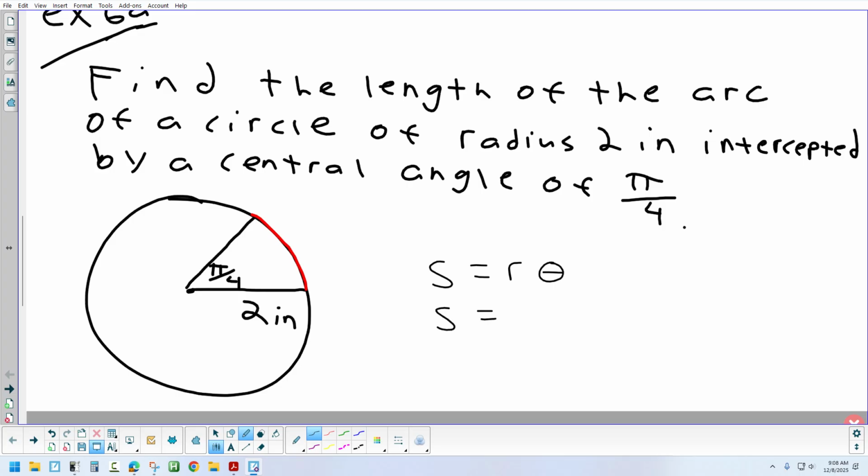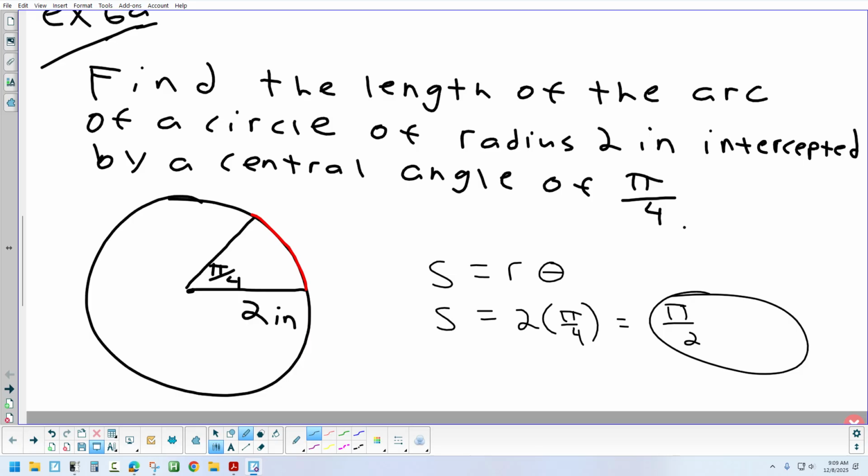Dario, what's my radius in this problem? 2 inches. So we're going to fill in 2 inches. And what about, Declan, what's my angle? Pi over 4. And what are the units on that? Radians. And what units am I supposed to use in my formula? Radians. So I'm all set. The length of the arc is 2 times pi over 4. And not as a decimal, just tell me, what is 2 pi over 4 reduced to? Yep. Pi over 2.